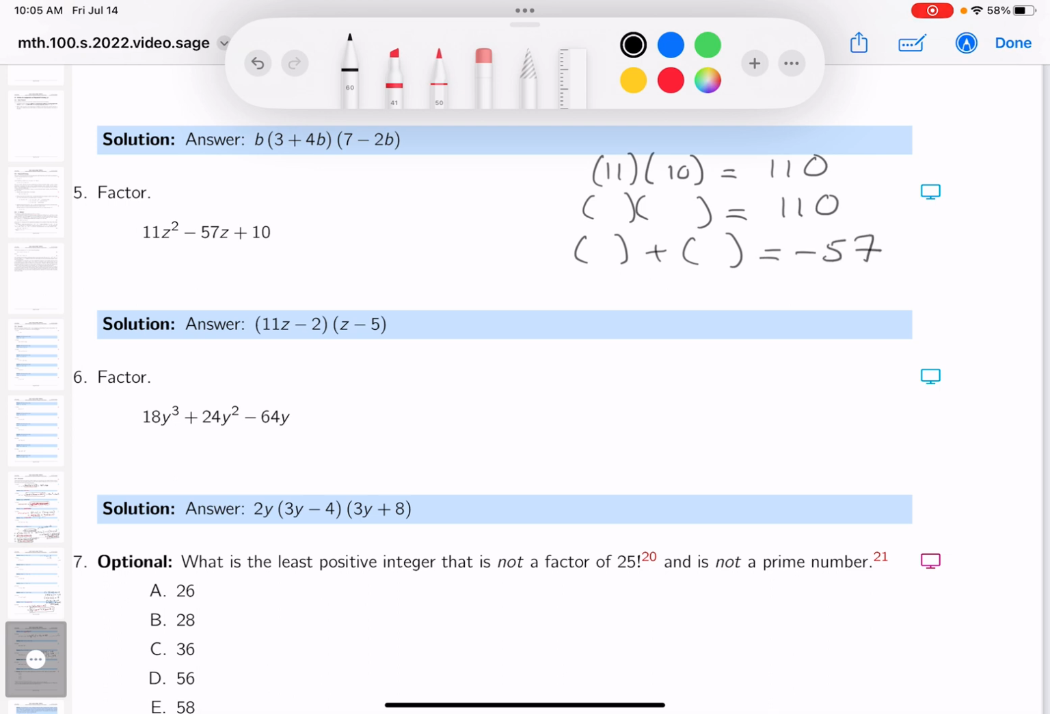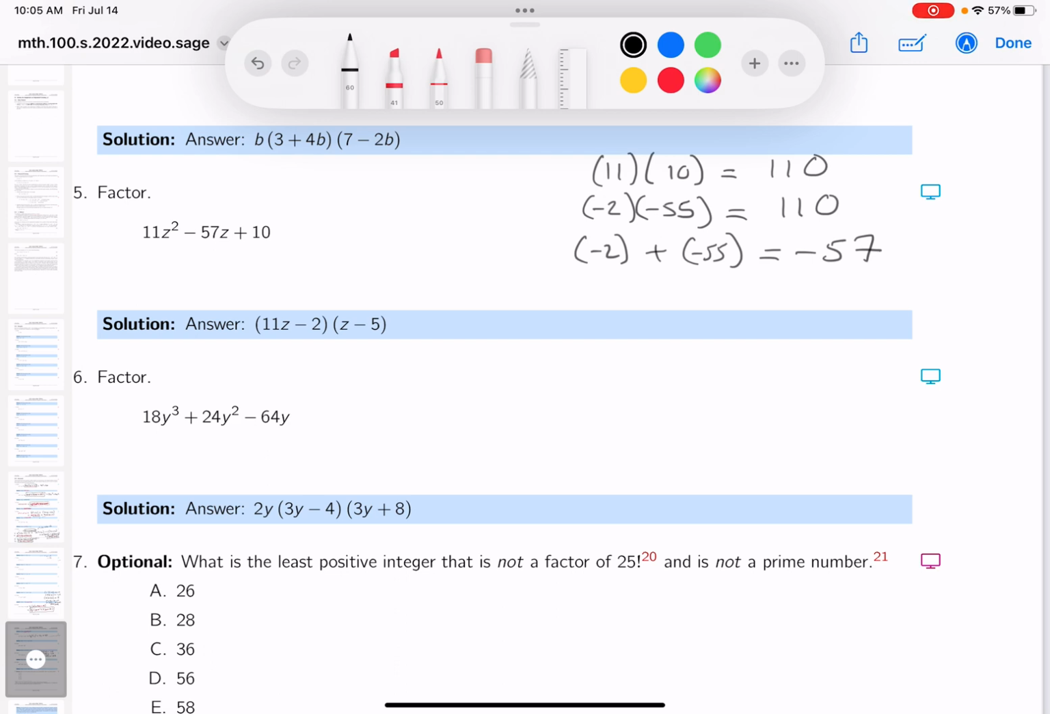And this is where a lot of students struggle. But you're struggling with trial and error too, though. All right, so you decide where you want to struggle. But I'm looking at this, and I'm going to say it looks like 55 and 2 to me. It looks like minus 2 and minus 55. So minus 2 times minus 55 is definitely 110, and minus 2 plus minus 55 is minus 57.